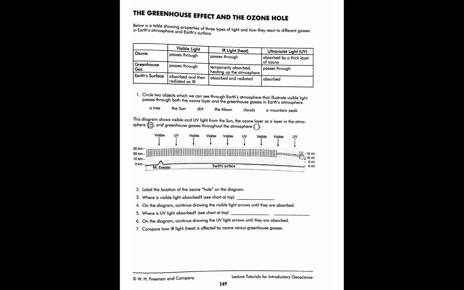But what this is going to get you thinking about is how, like you can see this chart up here, ozone, greenhouse gas, the Earth's surface, how these things are affected by or affect visible light, infrared light. This is the long wave stuff, and then ultraviolet, the UV radiation. Okay, so use that chart to make sense of this stuff.